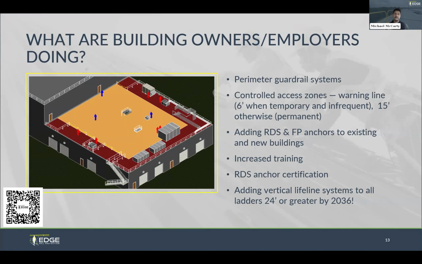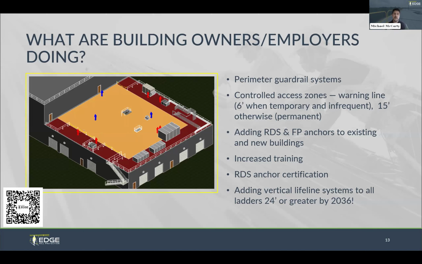We've installed a lot on ladders that are 10, 11, 12 feet because a facility might have 50 ladders. They don't want the users to have to think about, is this a ladder where I need to put on my harness or not? They standardize everything and say, all ladders, we're using vertical lifeline systems or some sort of fall protection system to ascend and descend. So kind of a simplification there.